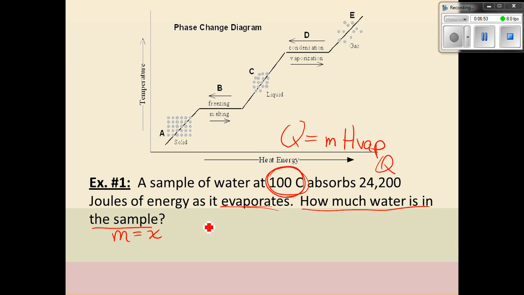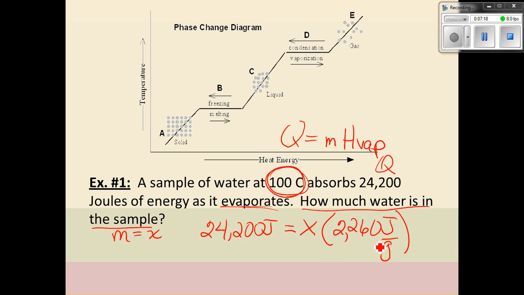So what happens is I plug it in, 24,200 joules. That's the amount of energy that I know was absorbed by the sample. I don't know how much mass, but I do know that for every gram, 2,260 joules is required in order to evaporate that substance. Solve for X. What's going to happen is you're going to divide both sides by the 2,260 joules per gram.